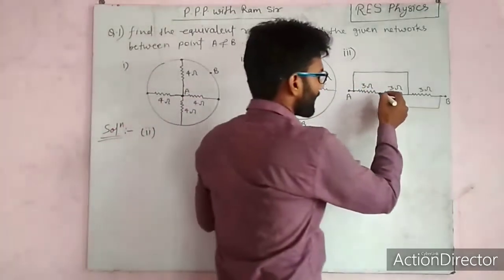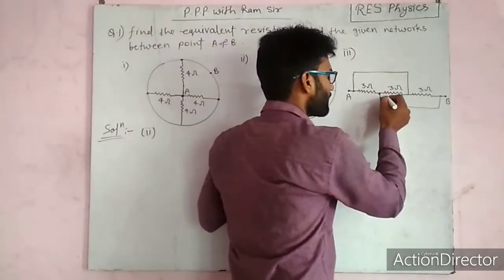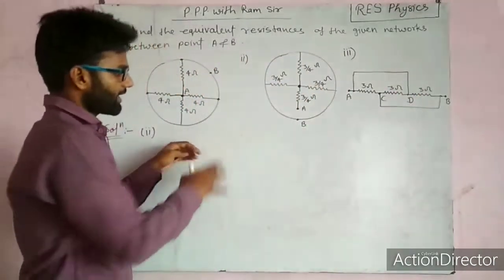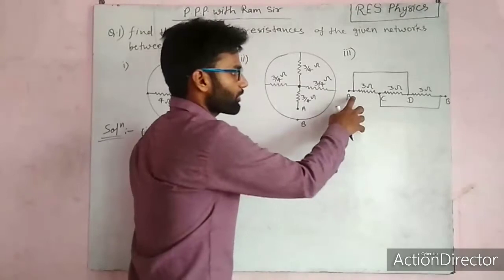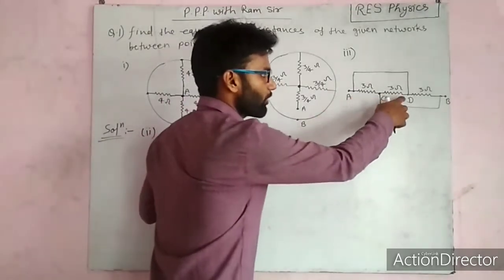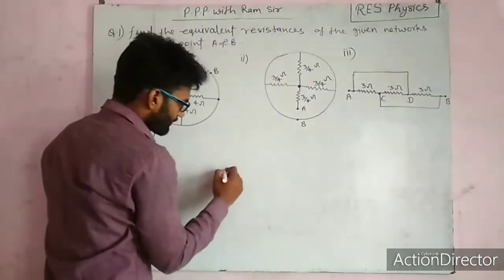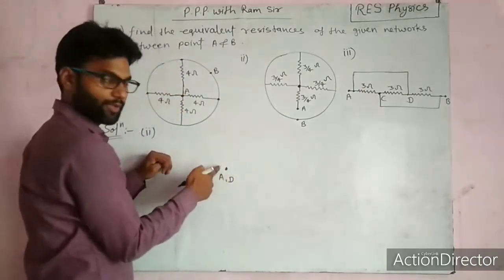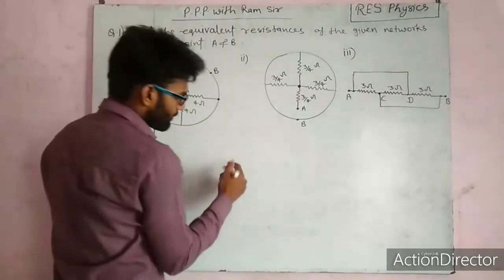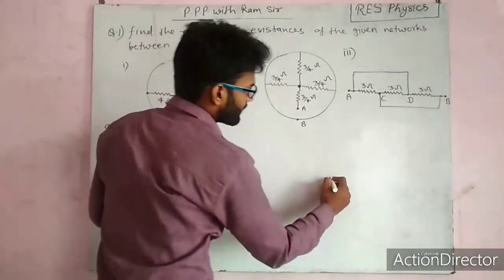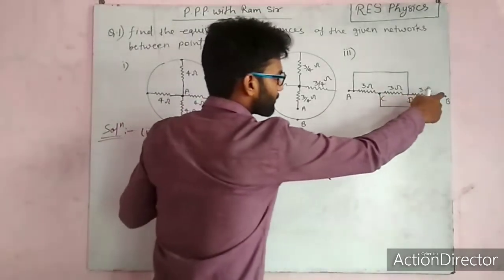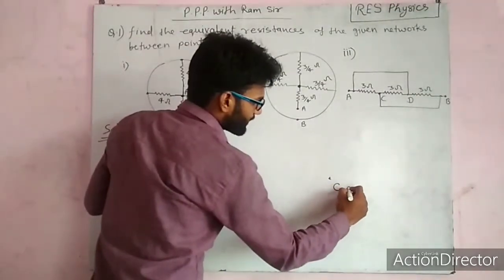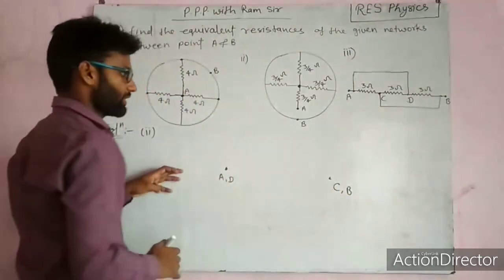So I am assuming that this point is C and this point is D, right? So as we can see here, the potential of point A and potential of point D is common, so we can take it as common point. That means A comma D, either it may be A or D, right? Now next point, the potential at point C is same as potential at point B, so C and B we can take it as common point, right?